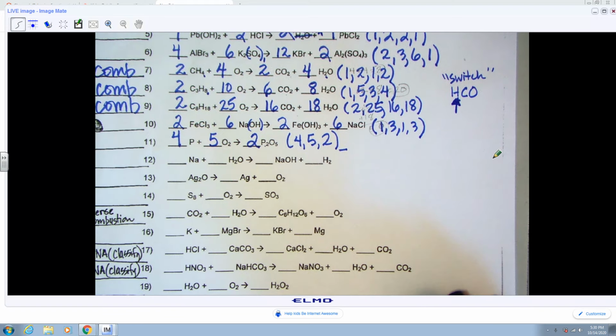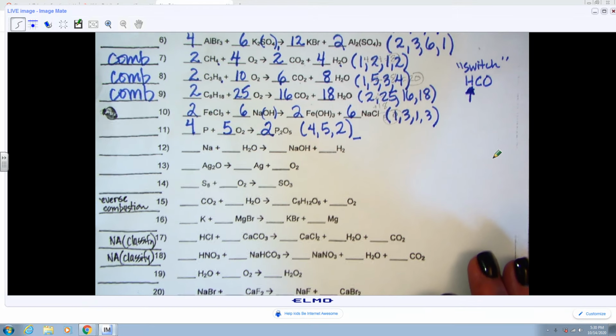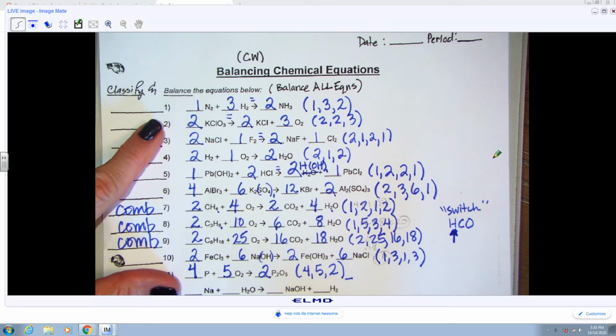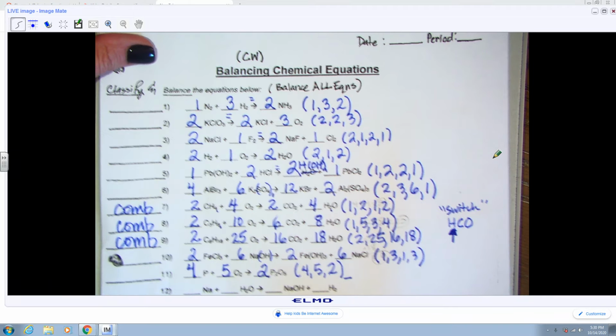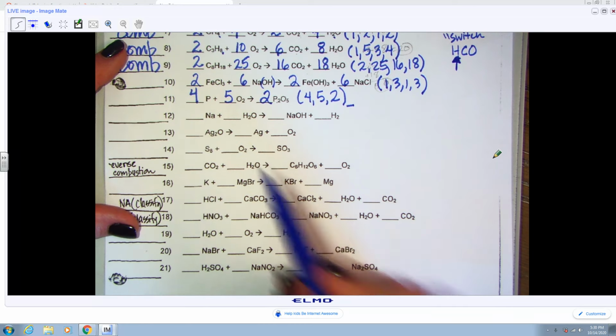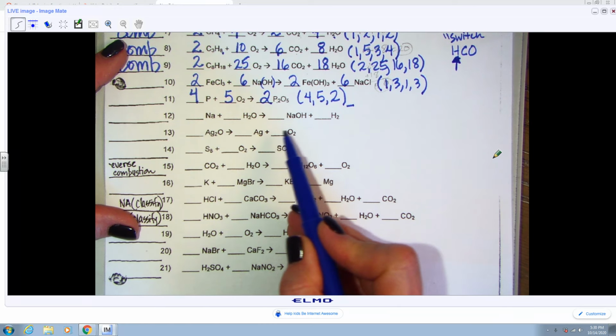All right, so this is part 2 of our guided practice. We're going to pick up on number 12. Again, we're using the classifying and balancing chemical equations worksheet. That was our classwork worksheet. All right, number 12. So here we see another place where we can use the strategy.